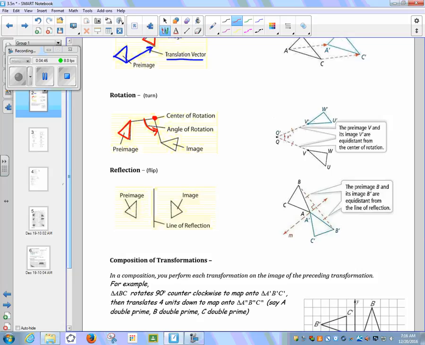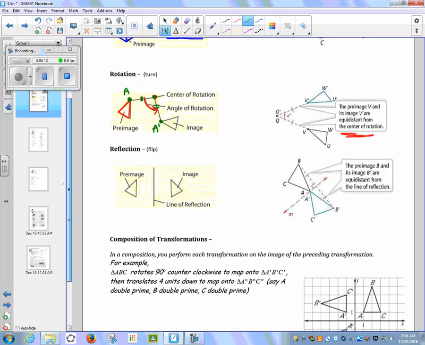The pre-image and its image are equidistant from the center of rotation. So this point here, let's call it A, when it becomes this point, A prime, it's still the same distance from the center of rotation. So it's never going to get any closer. I always think of like a watch, like a Mickey Mouse watch. Do you ever see those with the Mickey Mouse hands? Right? His hand, as it rotates around the clock, it doesn't get any closer to the center. It just keeps the same distance away.